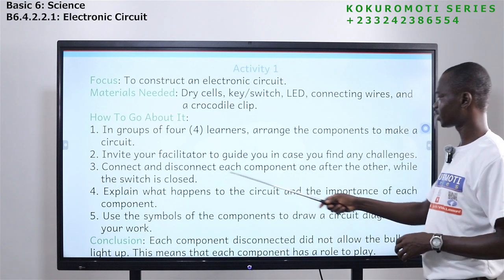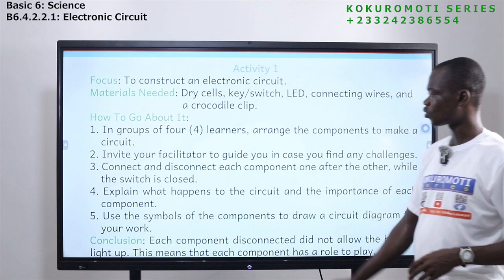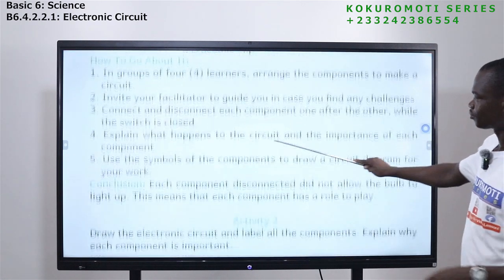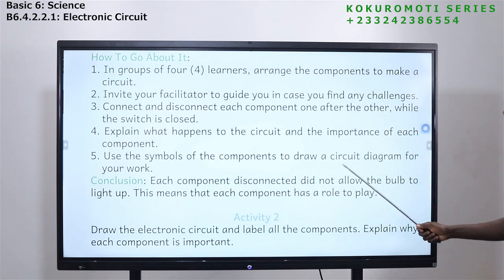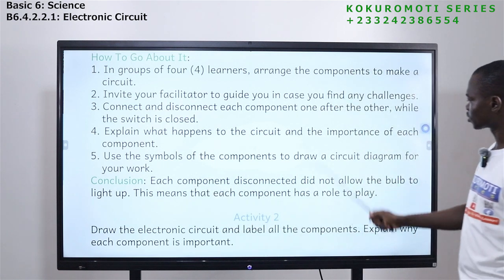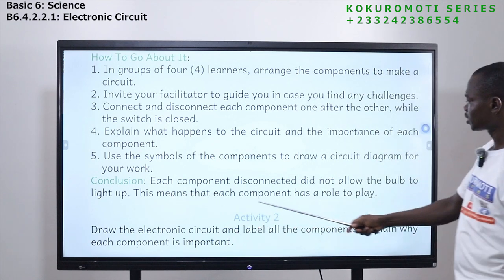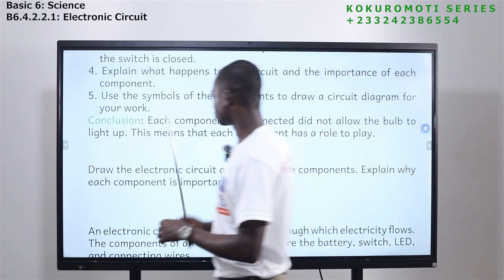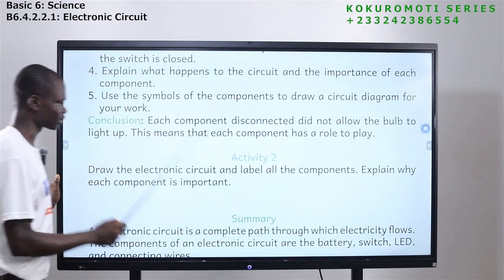3, connect and disconnect each component one after the other while the switch is closed. Number 4, explain what happens to the circuit and the importance of each component. Number 5, use the symbols of the components to draw a circuit diagram for your work. Conclusion: each component disconnected did not allow the bulb to light up. This means that each component has a role to play. So activity 2 is to draw an electronic circuit and label all the components. Explain why each component is important.